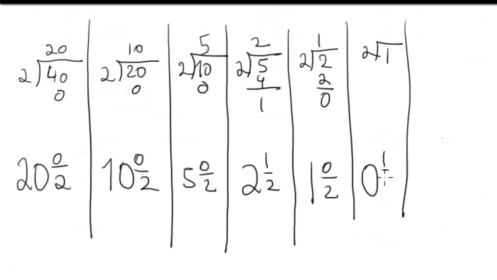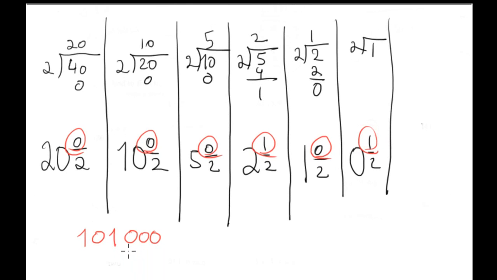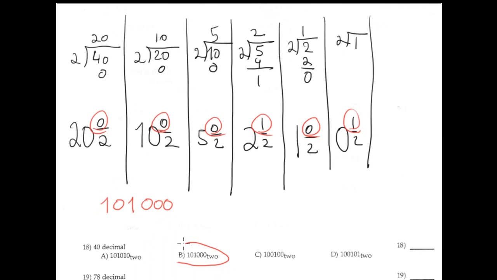So now you take the remainders, 0, 0, 0, 1, 0, 1, in reverse order. Then you write the number like that: 1, 0, 1, 0, 0, 0. That represents the option B. Now the checking part, just in case.